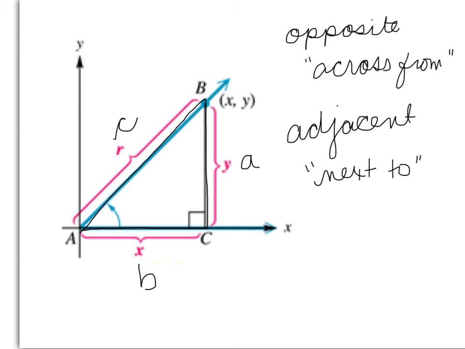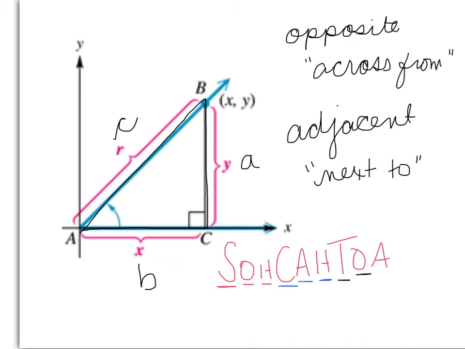When we talk about the trig functions on right angles, we use the acronym SOHCAHTOA. It talks about the fact that the sine of an angle is the opposite side over the hypotenuse. The cosine of an angle is the adjacent side divided by the hypotenuse. And the tangent of an angle is the opposite side divided by the adjacent side.